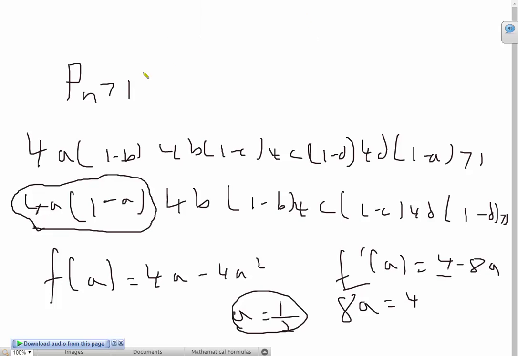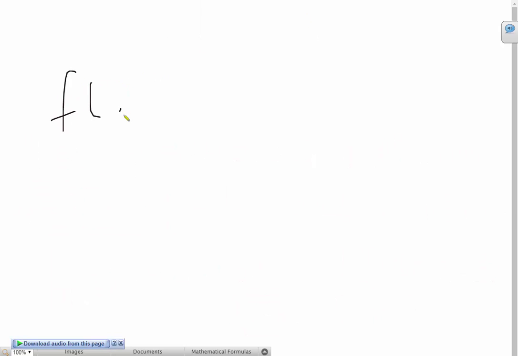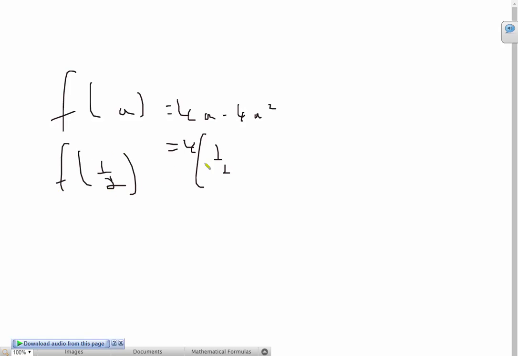Now let's put it back into f of a. So f of a is equal to 4a minus 4a squared. So this is going to be 4 into half minus 4 into 1 by 4. And this is equal to 1. And so now you can see the problem.